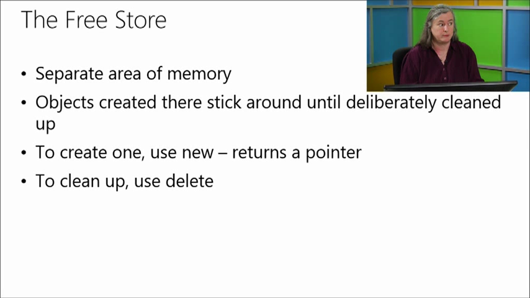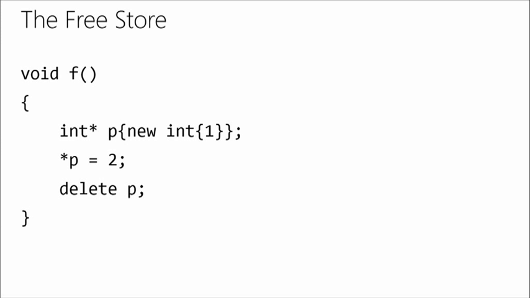So here's a quick code sample. I'm going to initialize an integer pointer called p. And what I'm going to initialize it with is what's returned from saying new int braces 1. So this is going to go onto the heap, allocate enough memory for a single integer, put the value 1 into that memory on the heap, and get a pointer to that newly allocated piece of heap memory. And that numerical value of that pointer is what's going to go into p.